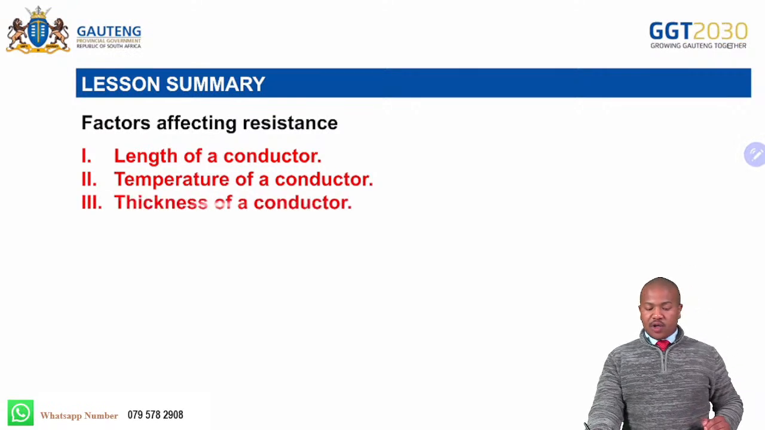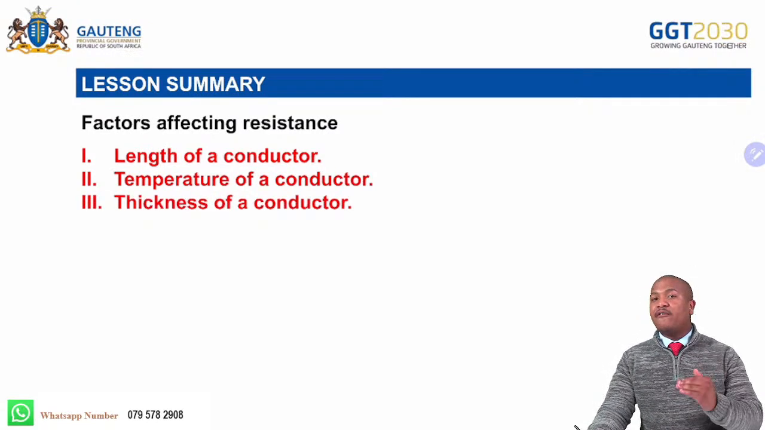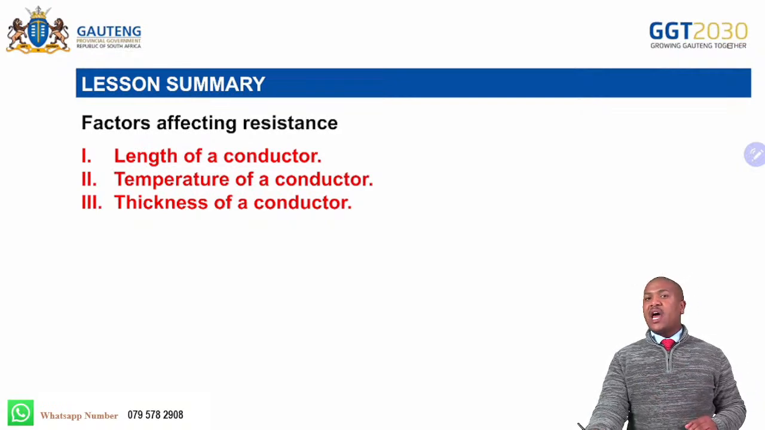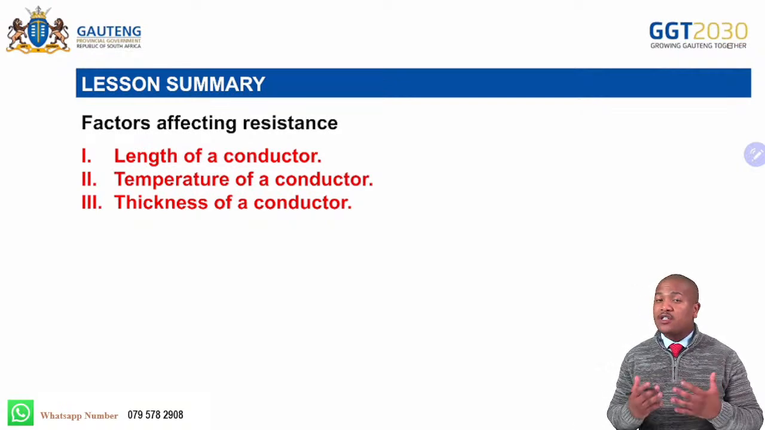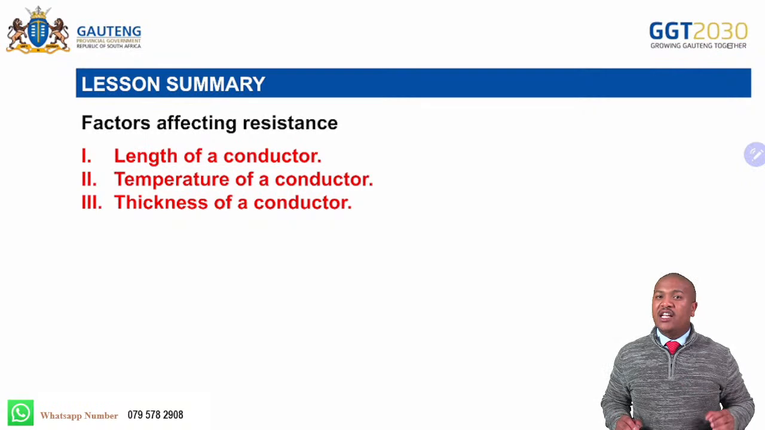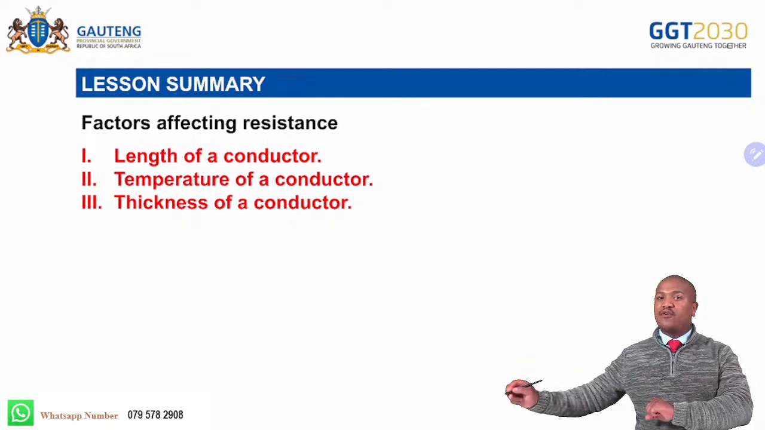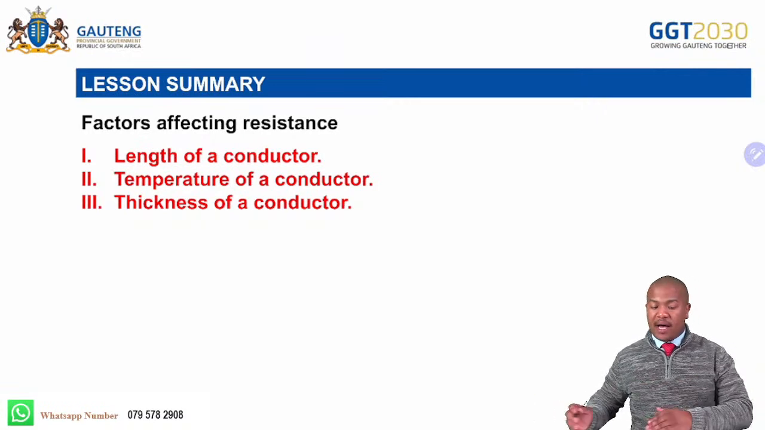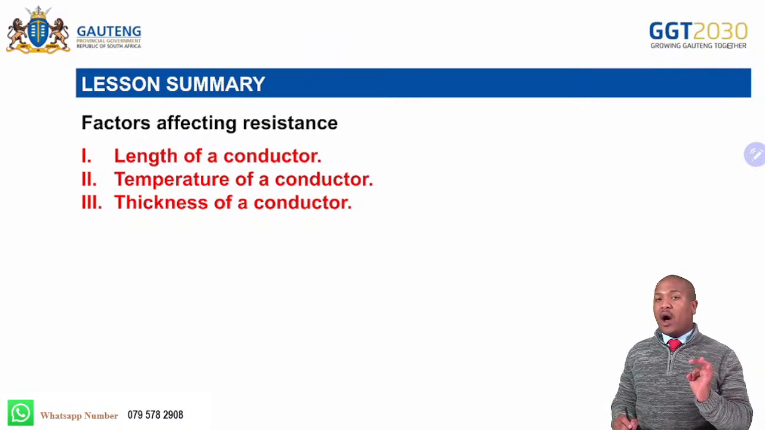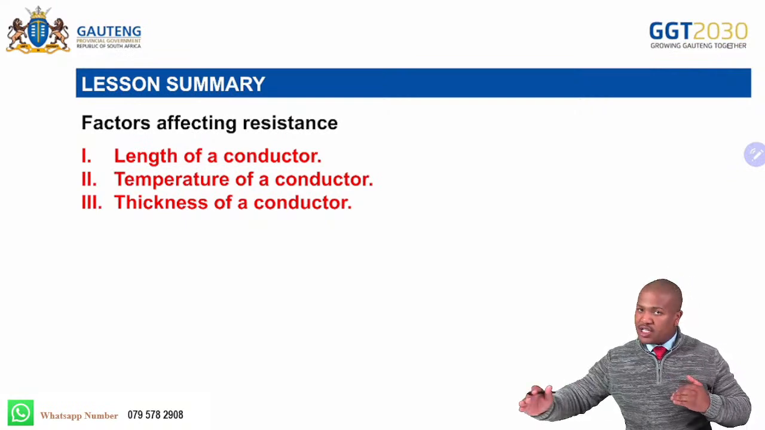And we also talked about what? Thickness of a conductor. We said that it also affects resistance. Now, I'll also give you an example of a hose pipe. Think of two hose pipes, a thick one and a thin one. A thick one allows for more water to pass through, whereas a thin one allows only minimal amounts of water to pass through.